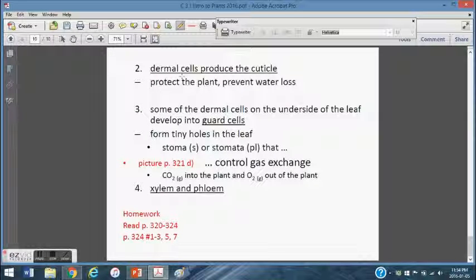There are dermal cells. They produce the cuticle. Sorry, let's try that again. These dermal cells protect the plant. They prevent water loss. But they're special cells that produce just that cuticle.